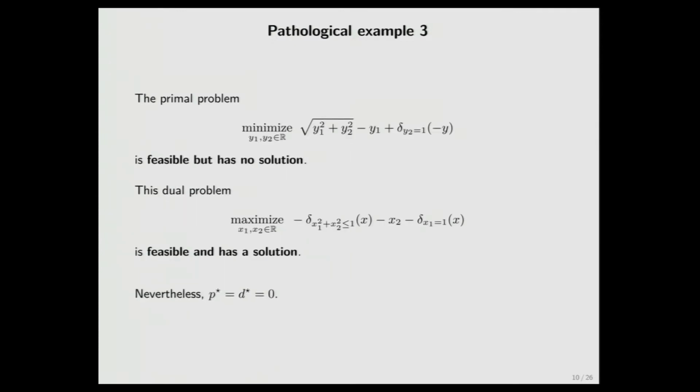Here's another example. In this example, both problems are feasible, and they have the same objective value, except the primal problem cannot attain a solution. It cannot have a solution that attains P star. Okay, so we have all these pathological problems, and frankly, they don't always arise in applications.